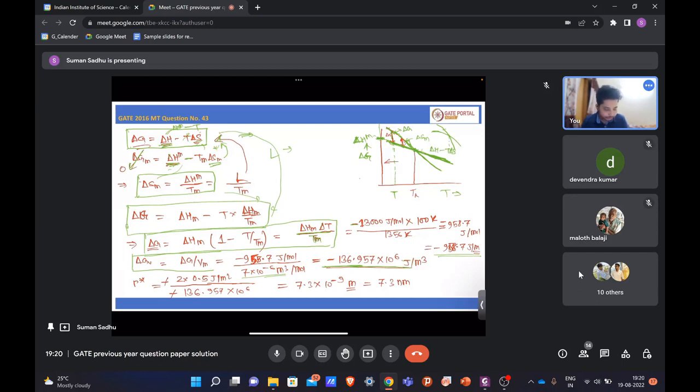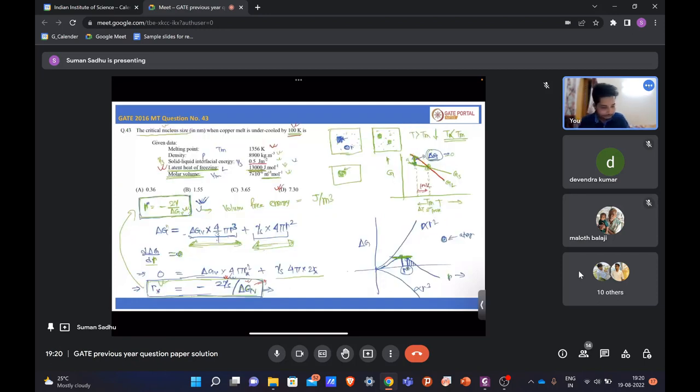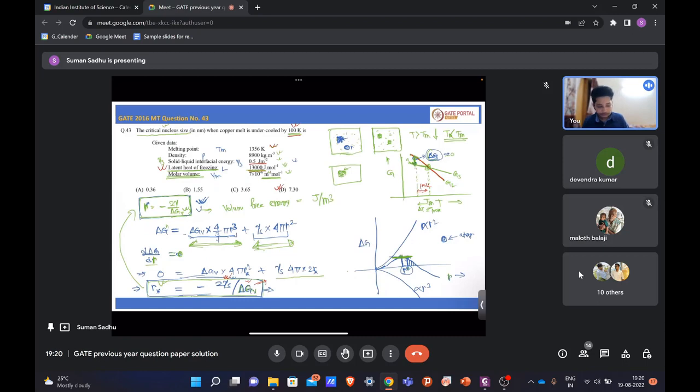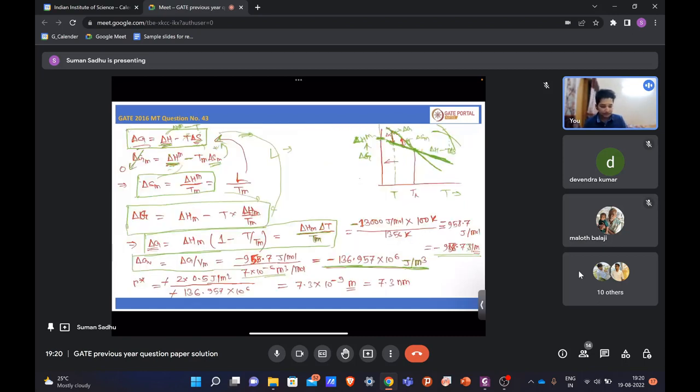Even if you don't know, you can just simply follow the units, right? So initially it was joule per mole. So now you have to get joule per meter cube, right? Because it is the volume free energy, so joule per meter cube. So you have to divide it by the molar volume. So now you got that delta GV also.